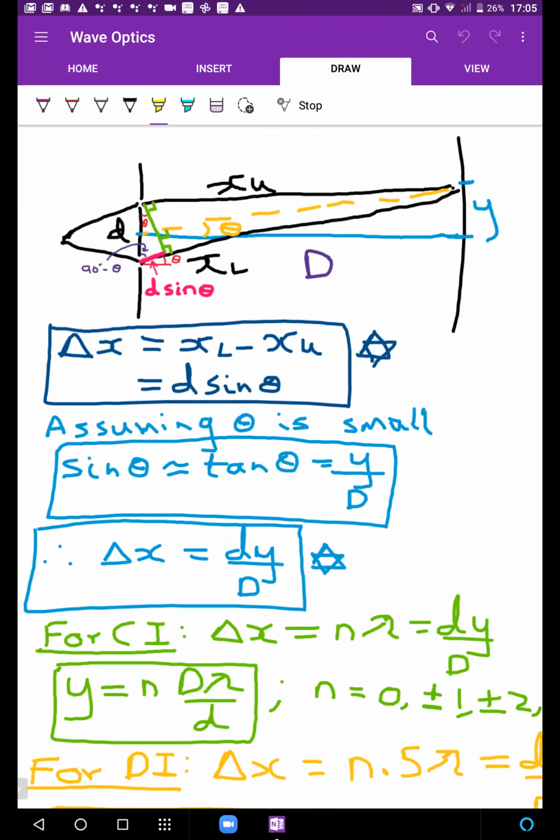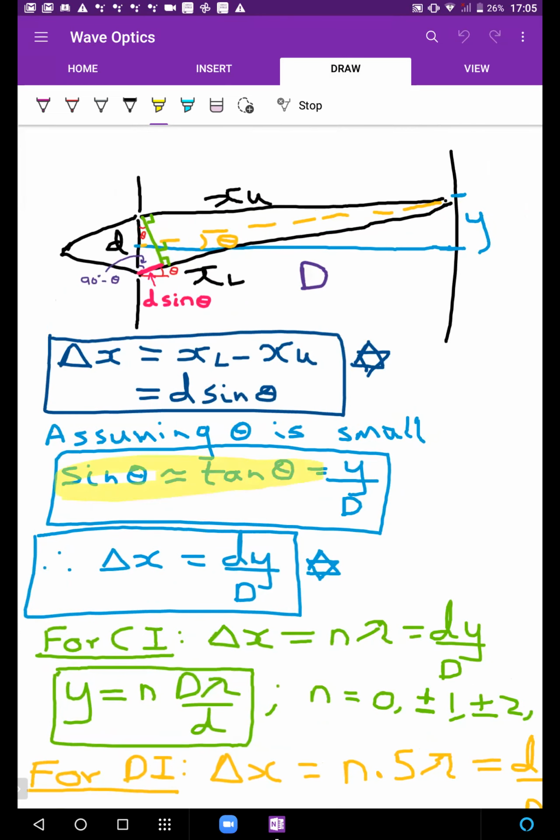Sine theta becomes tan theta, which will become y by D. Tan theta will become y upon D. So delta x is approximately d sine theta, or d y by D. And this is how much the lower ray travels in comparison to the upper ray. Remember it this way, because then that will give you the right convention.